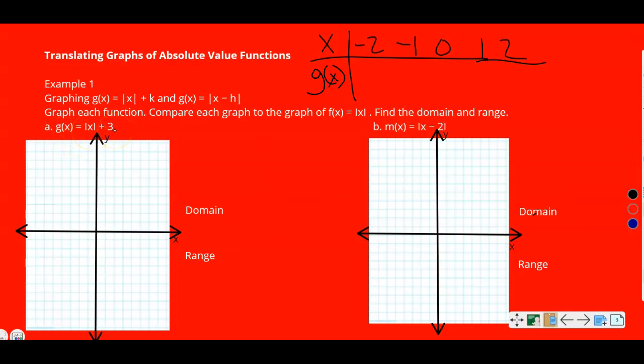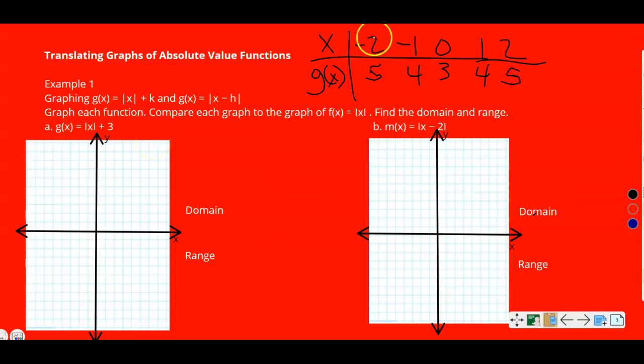All right, so if I plug in -2, the absolute value of -2 becomes 2. 2 plus 3 is 5. Plug in -1, the absolute value of -1 is 1. 1 plus 3 is 4. Plug in 0. 0 plus 3 is 3. Plug in 1. 1 plus 3 is 4. And plug in 2. 2 plus 3 is 5.